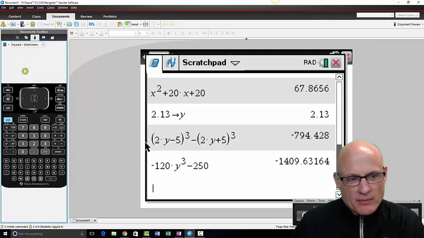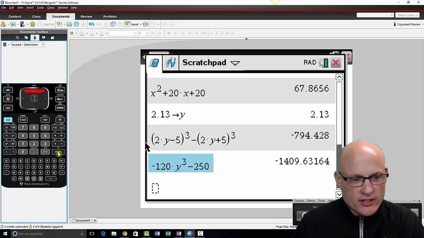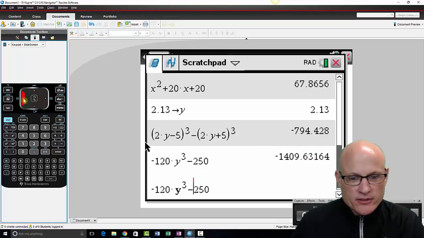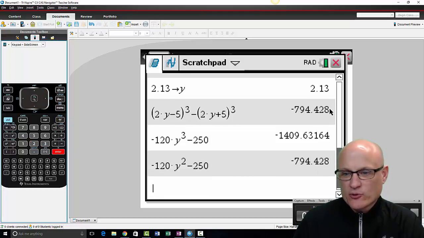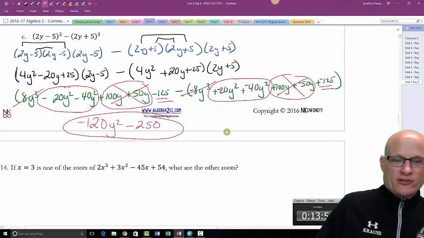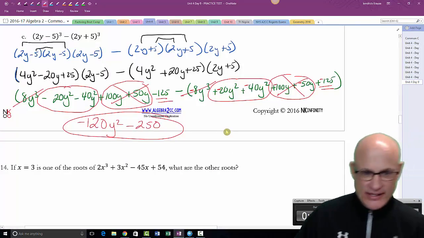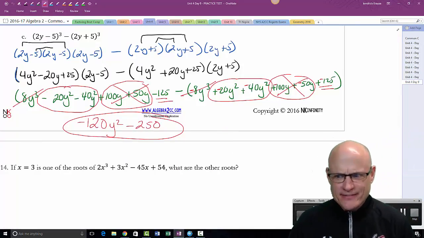I think I found my mistake. Took me a couple seconds, sorry. I put a cube in here. It's only supposed to be a squared. Why did I put cube? Squared. Enter. There it is. Negative 794,428. So I do have the right answer. Whew. That was crazy. Sorry about that. It took me a few minutes to find out. I'm like, I didn't make a mistake.